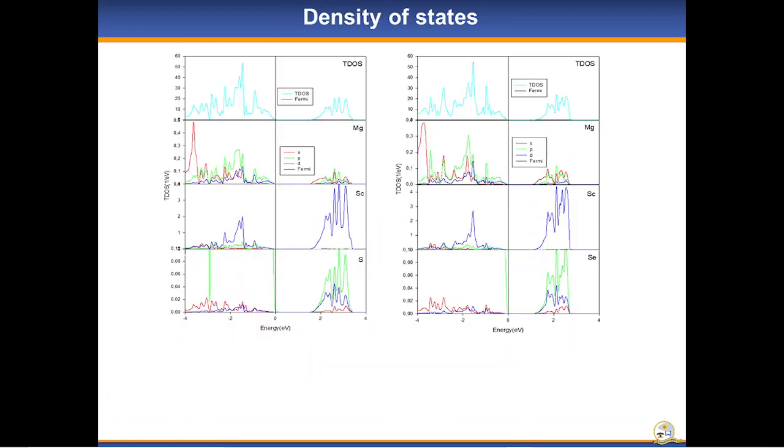The density of states was then calculated in order to check the kind of material that is being used. Both structures are found to be semiconductors with a direct band gap of 1.52 and 1.05 electron volts for magnesium scandium sulfide and magnesium scandium selenide respectively.